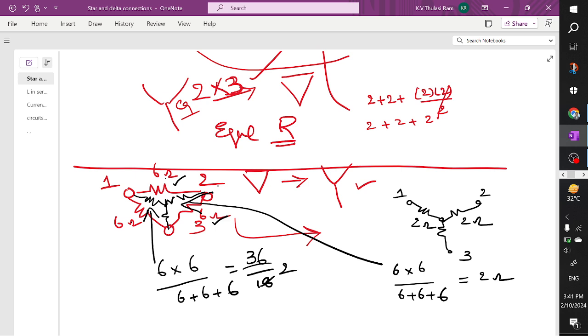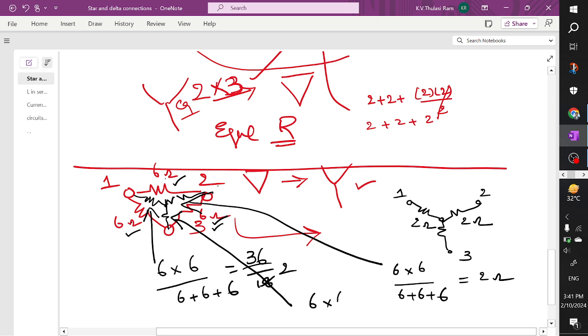Then how to get this branch? See here, this black color branch we need to find, and it is connected between these two sixes. So product 6 into 6 divided by 6 plus 6 plus 6. When you solve it, you are going to get again 2 ohm.